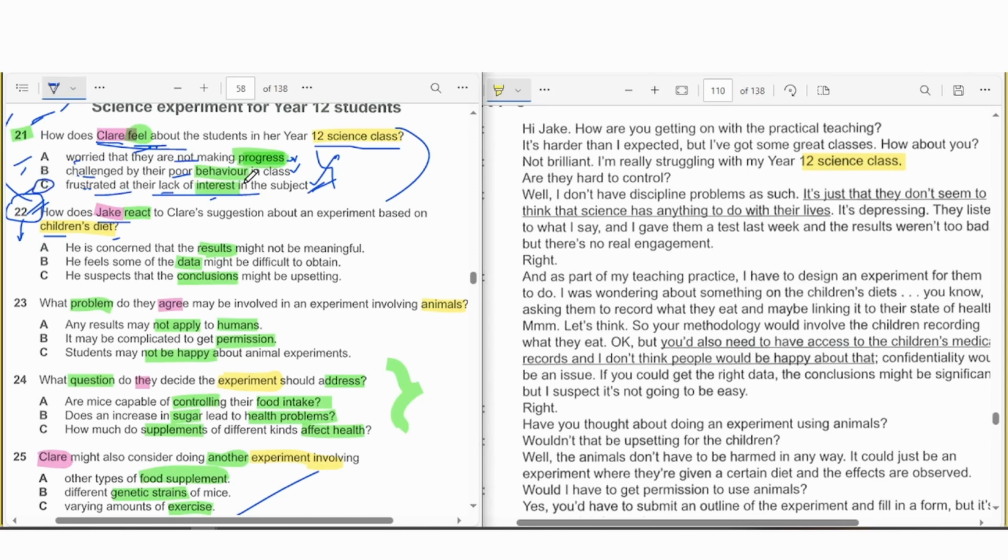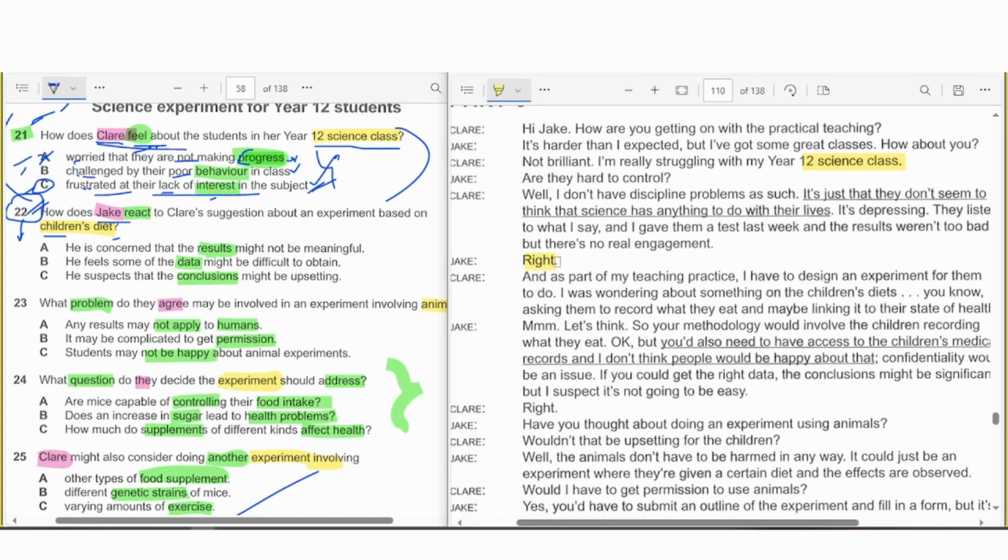And then they have also discussed another option. Let's go and listen to that. They listen to what I say, and I gave them a test last week, and the results weren't too bad. The results are not too bad, meaning they are progressing, so this is the elimination. But there's no real engagement. Right. See, they have used the negative type of word. All right. So that's how it happened. Next one. Let's go.